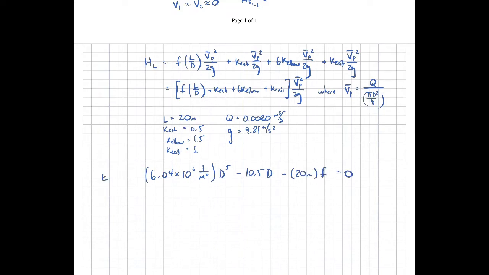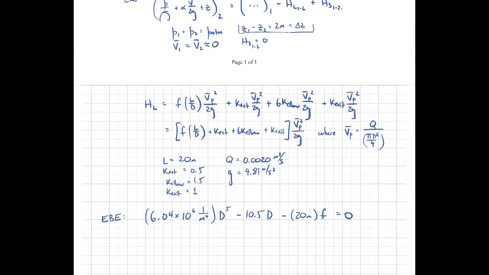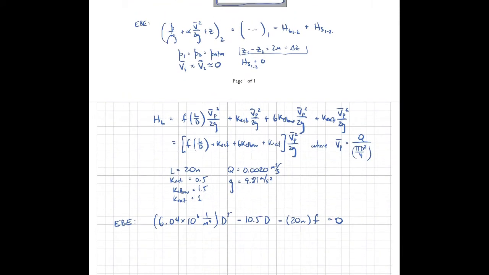Okay, so this is our extended Bernoulli equation once I've substituted everything in, including the numerical values. And you'll notice that we have the diameter in here, like diameter to the fifth, and the friction factor, because we don't know our diameter at this point. I'm skipping all the steps where I've plugged the numbers in. Again, just to reiterate, I've simplified the extended Bernoulli equation by plugging in everything that I know, including the numerical values. So that's how I got to this point, just a bunch of algebra.